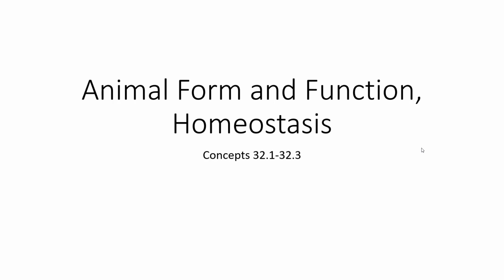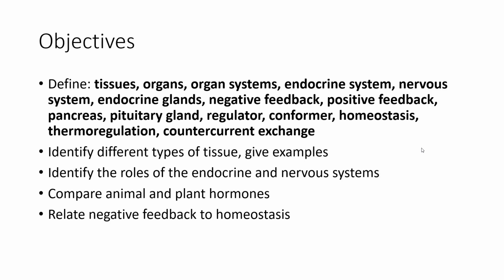Animal form and function and homeostasis. Be able to define tissues, organs, organ systems, endocrine system, nervous system, endocrine glands, negative feedback, positive feedback, pancreas, pituitary gland, regulator, conformer, homeostasis, thermoregulation, and countercurrent exchange.